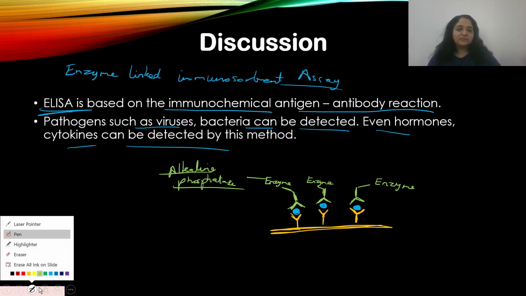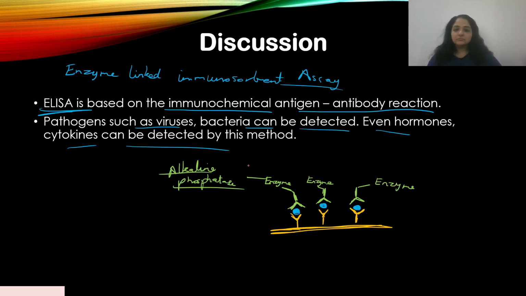Now you add a substrate. Once you add the substrate, a substrate enzyme reaction will begin to happen here, and you will see a change in the color. From the intensity of the color, you can determine the concentration of the pathogen, the bacteria or the virus or the hormone or the cytokine that you're trying to detect, that is present in that particular sample.